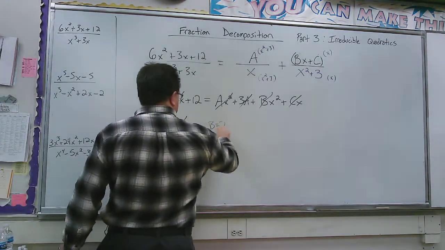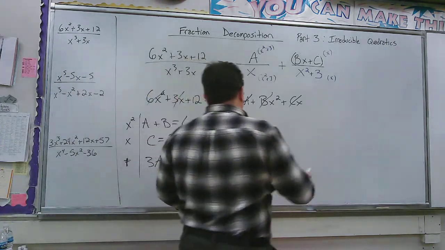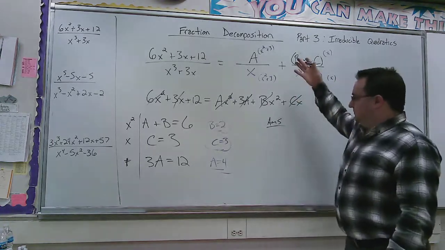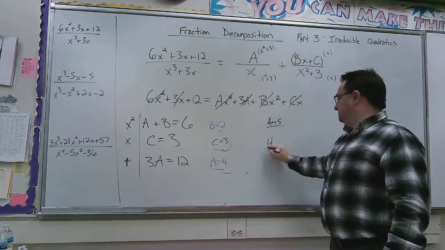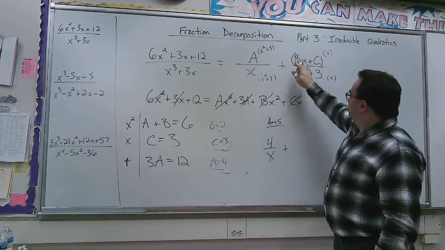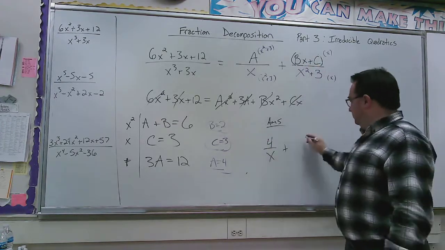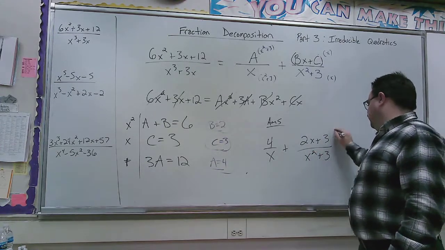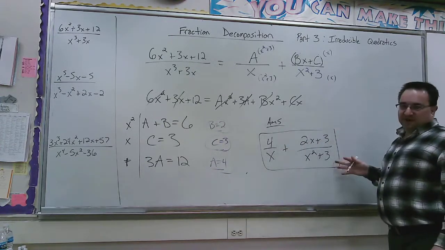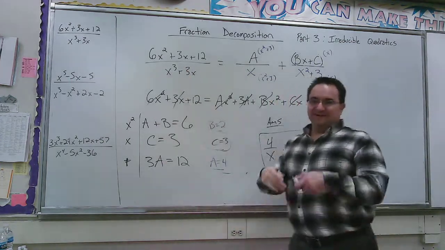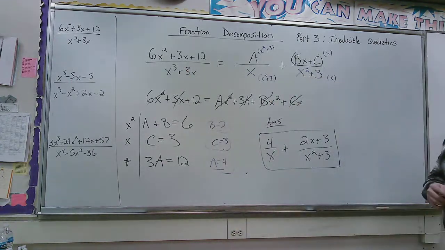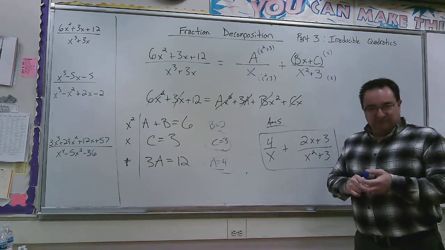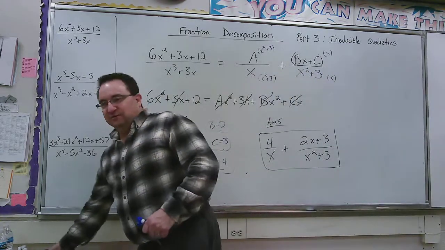That was really easy. So we would state in our answer, this is equal to 4 over x plus 2x plus 3 over x squared plus 3. So if I were to add these fractions, I would get that result. I decompose the fraction. All right, so not too bad. Let's knock out a couple more examples just to make sure we've got it locked in, and then I'll let you get to it.